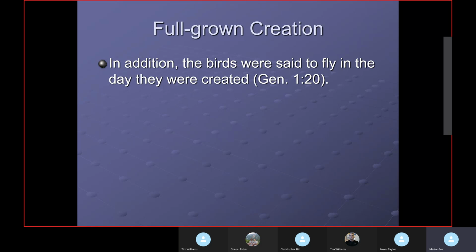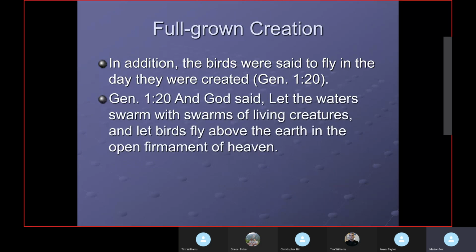The birds were said to fly in the day that they were created, according to Genesis 1:20. And God said, let the waters swarm with swarms of living creatures, and let birds fly above the earth in the open firmament of the heaven. So now the birds are flying, and the waters are swarming with living creatures. Not just 2 of them, they're swarming with it. So again, we don't have just 2 catfish created. There are probably millions and millions of them created all over the earth. I just picked on catfish because we're used to them here in Oklahoma.